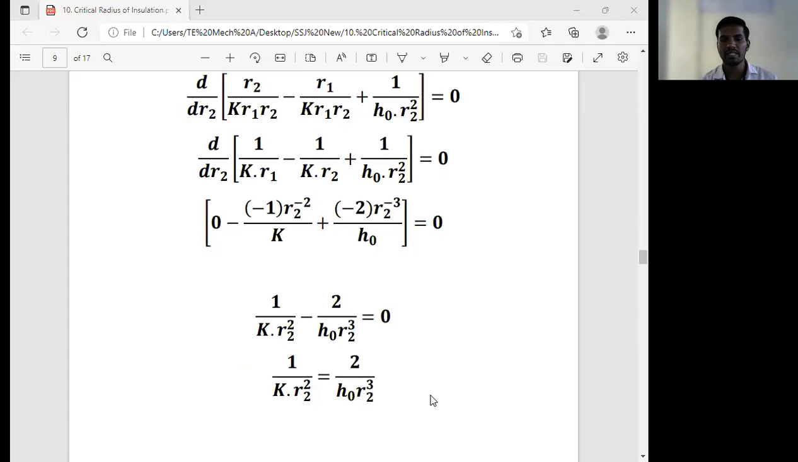So take one term to the right hand side. Therefore 1 upon K into R2 square is equal to 2 upon HO into R2 cube. So R2 square will cancel. So what is the value of R2? R2 is equal to 2K upon HO. Earlier, for the cylinder it was K upon HO; remember this difference. If it is a cylinder, K upon HO, and if it is a sphere, 2K upon HO.